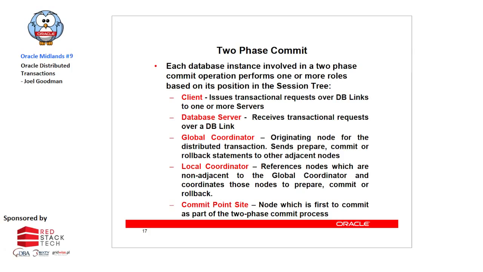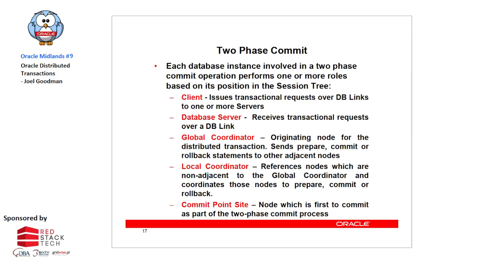So whenever you have a distributed transaction with a daisy chain, you get local coordinators as well as global coordinators in the whole business. So the client is either a middle tier or a client, and it issues transaction requests. The database server receives them. The global coordinator is where it's the originating instance for the transaction.